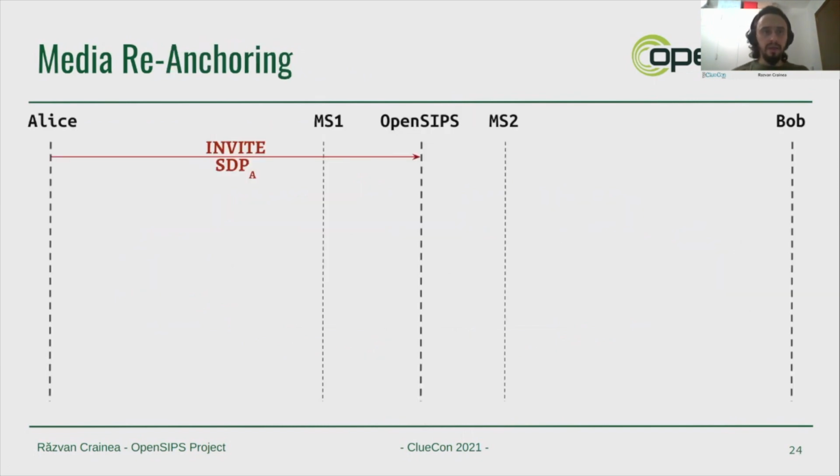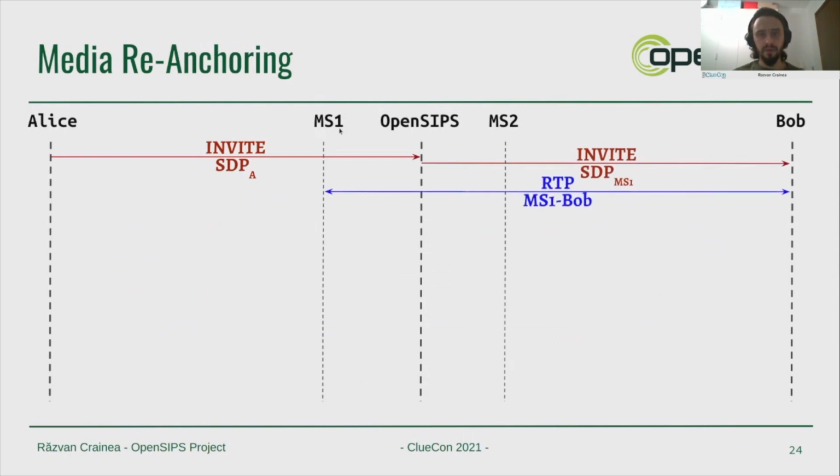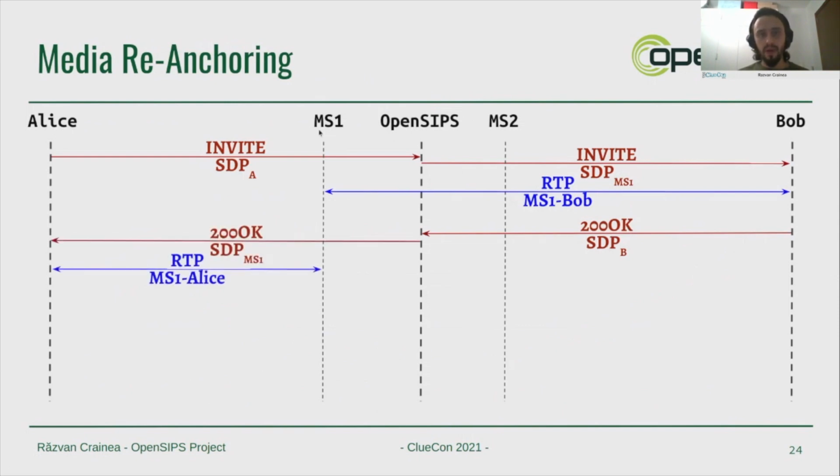We call this technique, which is quite useful, media re-anchoring, and it works like this. So whenever we get an invite from Alice, we send it to media server 1 with media server 1's SDP. When Bob responds with SDP B, we answer the session on the media server. Therefore, as you can see in this graphic, Alice is talking to MS1 and Bob is talking to MS1.